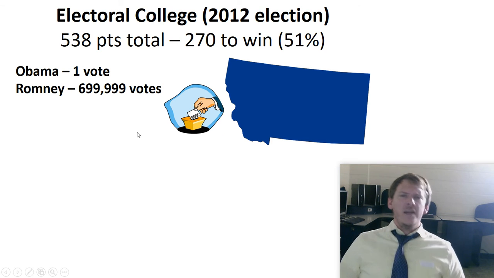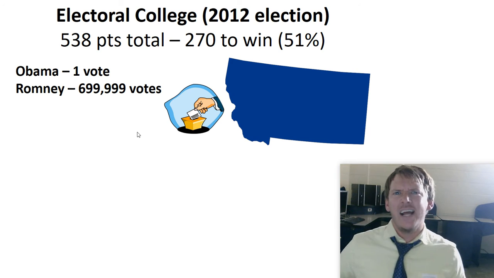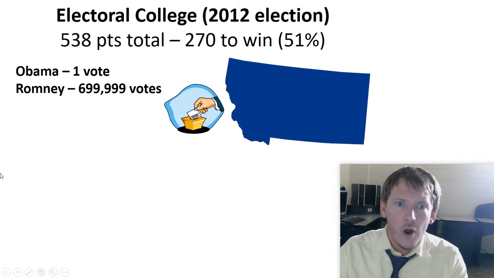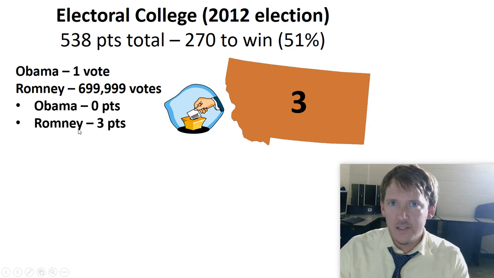So here's how it works. Montana, one person in Montana votes for Barack Obama. 699,999 people vote for Mitt Romney. So, he should get a lot more. Well, he gets the 3 points available, and Barack Obama gets 0 points available.